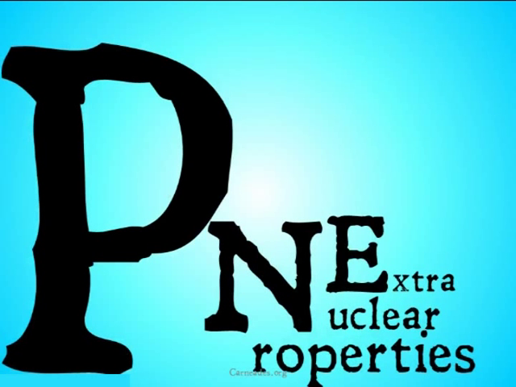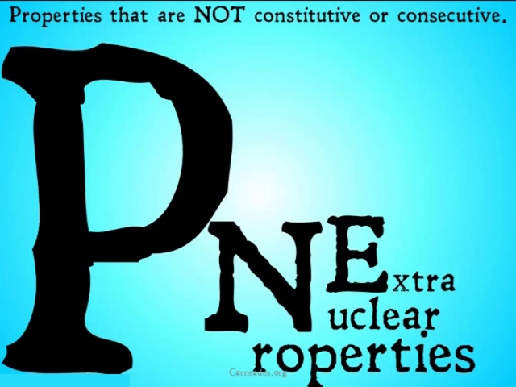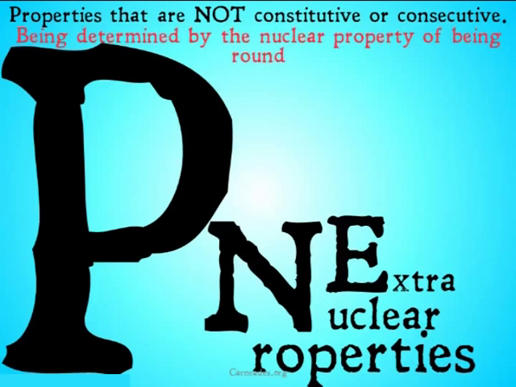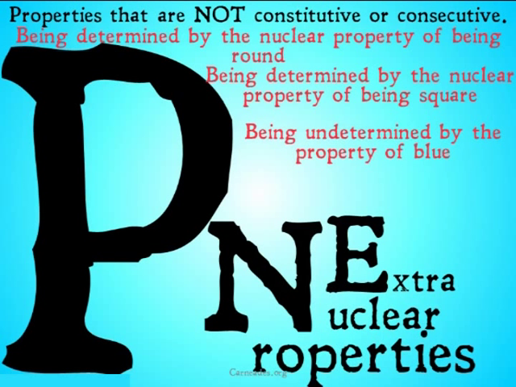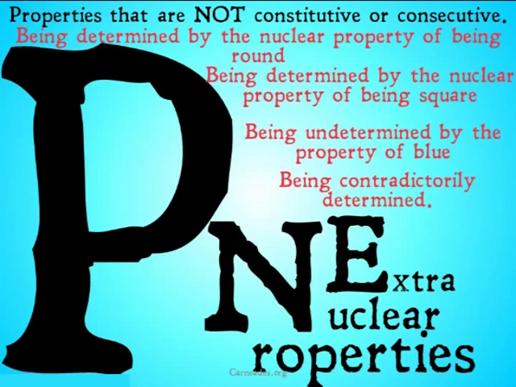Then there are also extranuclear properties. These are properties that are not constitutive or consecutive, being determined by the nuclear property of being round, being determined by the nuclear property of being square. You could have the property of being round, but not be determined by that or have that as your nuclear property. Being undetermined by the property of blue, being contradictorily determined, or having non-being. These are extranuclear properties. These are properties that are not constitutive or consecutive of being a round square.